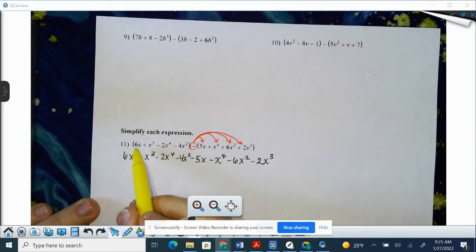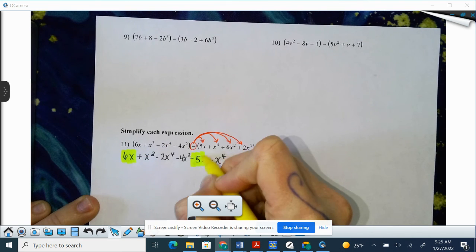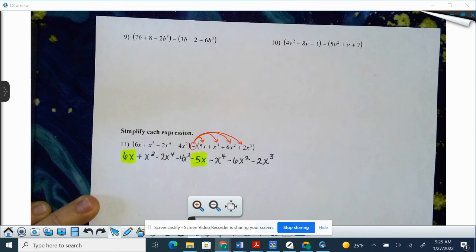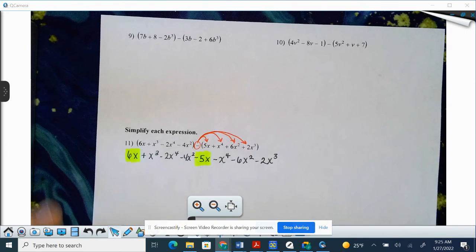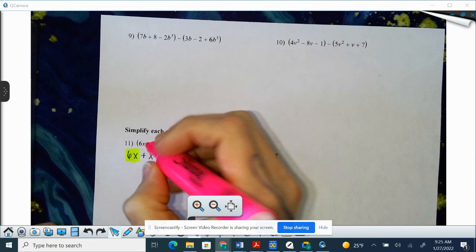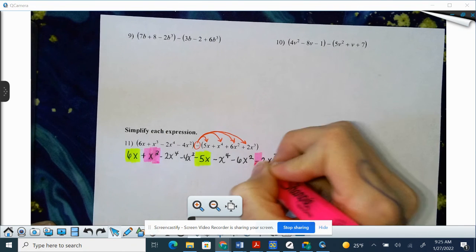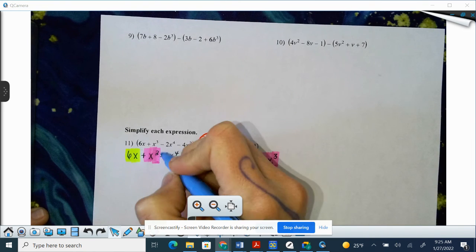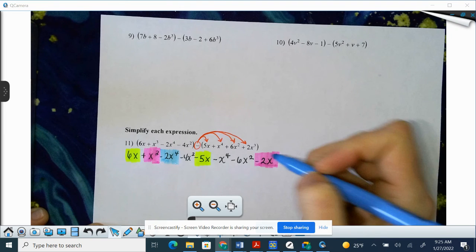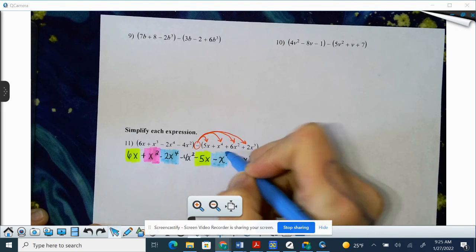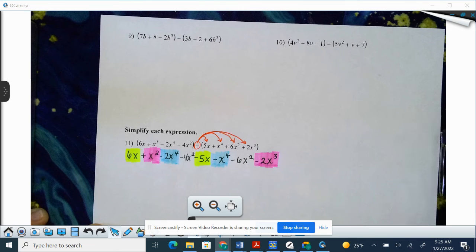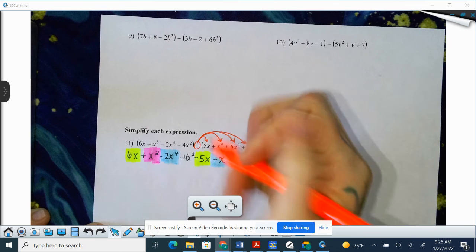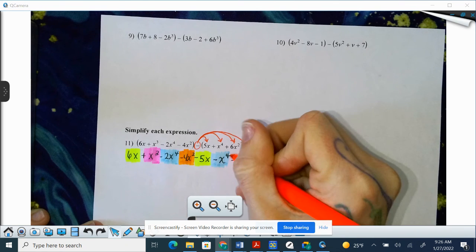So 6x is our constant. I'm sorry, not a constant. It's the variable with a 1 exponent, so we're going to find the ones that match. x cubed, -2x cubed, -2x to the 4th, -x to the 4th, and then we need one more color. Where's my orange highlighter? There it is. -4x squared, -6x squared.